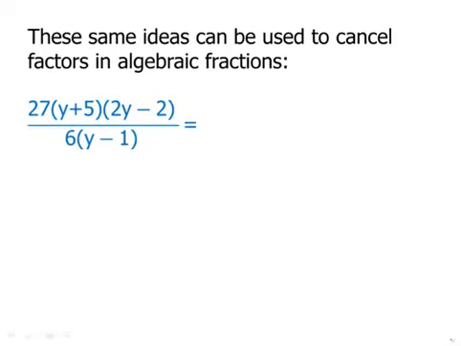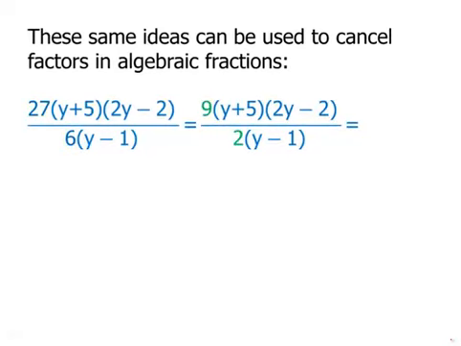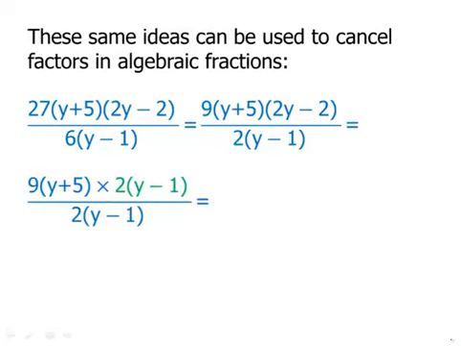These same ideas can be used to cancel factors in algebraic fractions. For example, in this algebraic fraction, I'll start out by canceling a factor of 3 between the 27 and the 6. So that goes down to 9 and 2. Then I'm going to factor a 2 out from the parentheses. So instead of writing 2y minus 2, that's going to be 2 times y minus 1. Which gives me the same factor in the numerator and denominator. Those can cancel directly, and I'm just left with 9 times y plus 5.